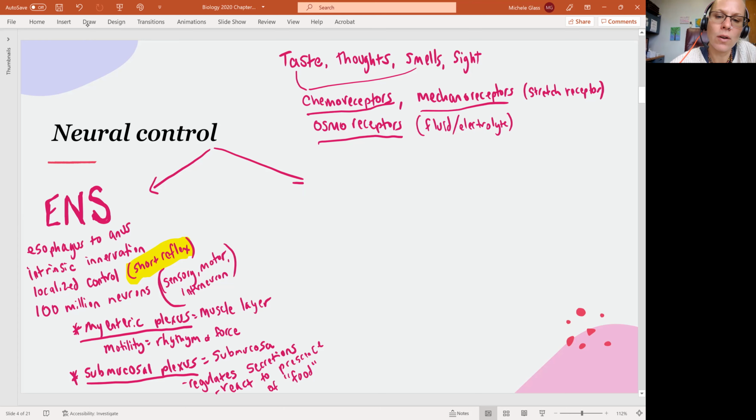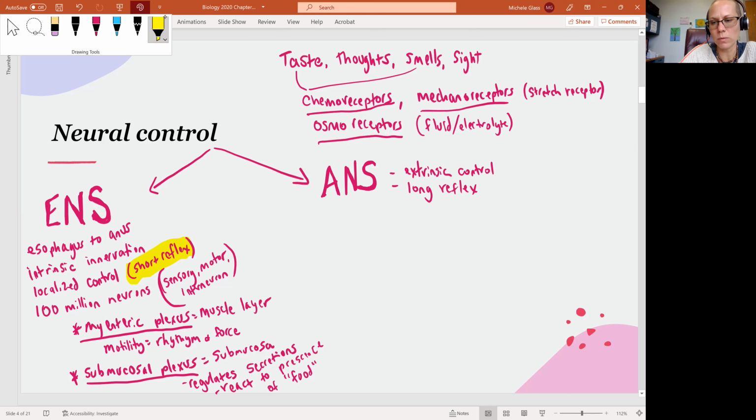So the other, of course, part of the nervous system that's involved in the control of the digestive tract would be the autonomic nervous system. And we will talk about this as the extrinsic control. So we're outside the tract. We can talk about this as a long reflex. Long reflexes involve the central nervous system, so that's spinal cord or brain level.